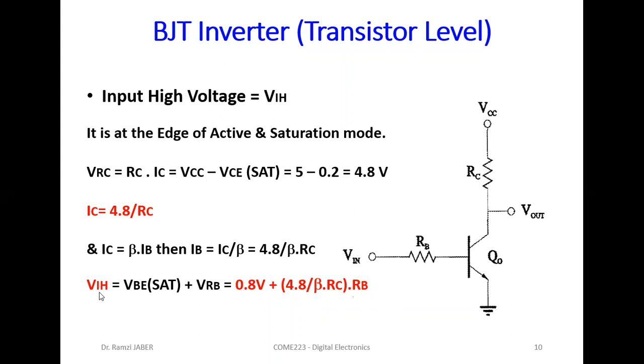So the input high equals VBE plus VRB. The input high will be equal to this internal voltage, 0.8 volt, plus the voltage on RB. So it equals 0.8 plus this equation times RB. This is how to calculate the input high. Okay. Now, example.